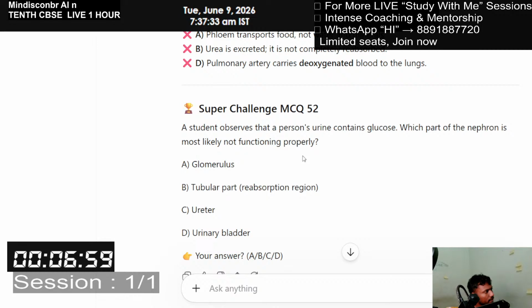A student observes that a person's urine contains glucose. Which part of the nephron is most likely not functioning properly? Tubular part, that is reabsorption region.